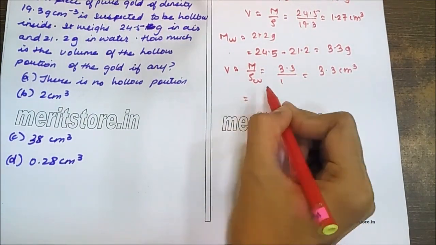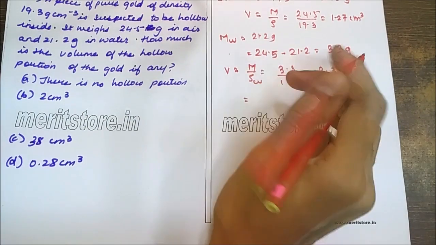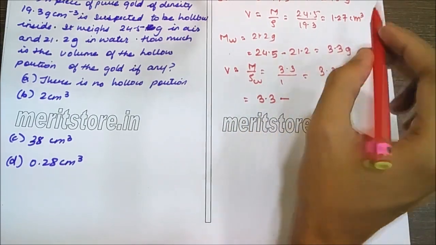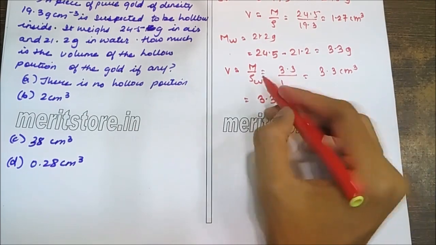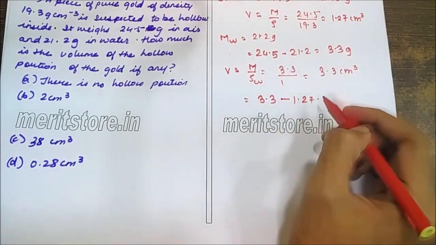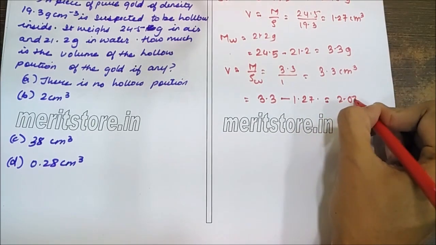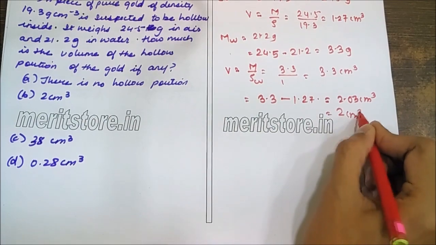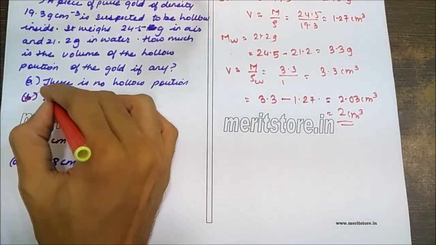Now the volume of the hollow portion of the gold will be the total volume, the amount it displaces in water, that is 3.3, minus its original volume, that is 1.27. So that equals 2.03 centimeter cube, approximately 2 centimeter cube of hollow portion in the gold. So the answer is 2 centimeter cube.